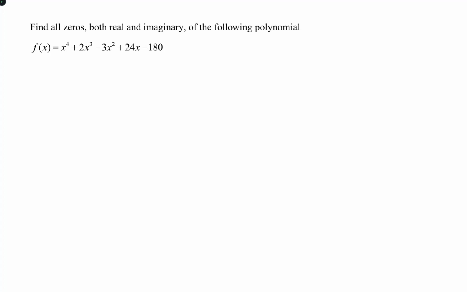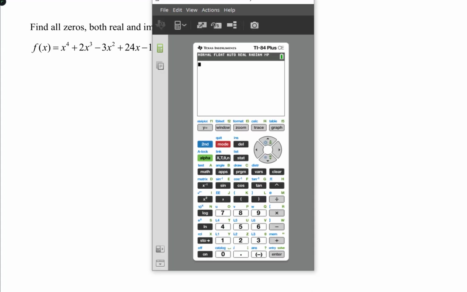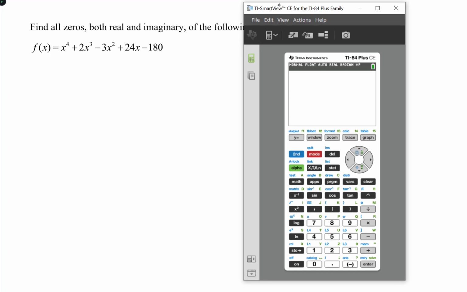And the easiest way of doing that is just taking a look at the graph. So I'll pull up the calculator here and graph this. So x to the fourth plus 2x cubed minus 3x squared plus 24x minus 180. If I graph this in the standard viewing window, so I'll hit zoom and 6 to get the standard viewing window, then this should give me some initial zeros.